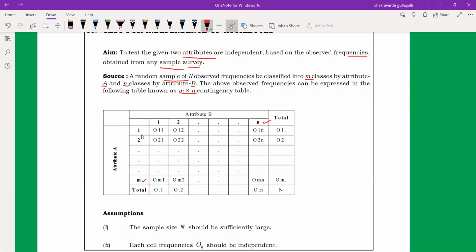Now here, by cross, this is a cross table. Attribute A first classification, attribute B first classification, the corresponding observed frequencies are O11, O12, O1N. The total is O1 dot. The same as the bivariate random variable table. O21, O22, O2N, O2 dot, and so on, OM1, OM2, OMN, OM dot. Row totals: the sum of the row totals gives capital N, and the sum of the column totals gives capital N. So these row totals are marginal totals. Column totals are also called marginal totals.